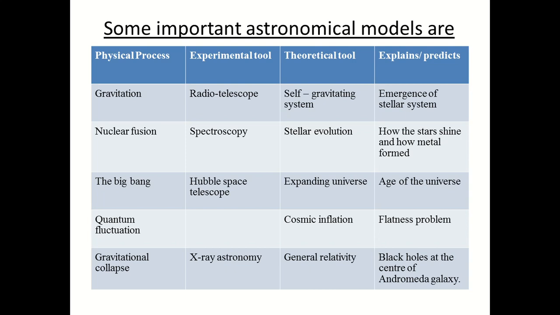So these are the different astronomical theoretical models and the different problems which try to explain the emergence of the stellar system, how a star shines, and how the metals and the heavy elements are formed inside a star. The theoretical model of the expanding universe tries to predict the age of the universe, and how the black holes are formed, etc., are explained by using the different theoretical astronomical models.